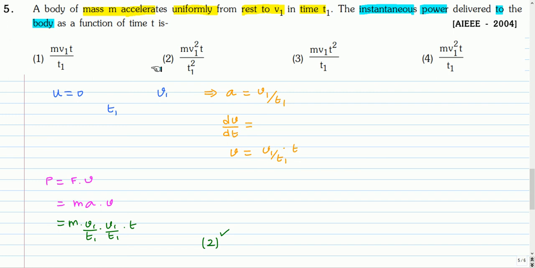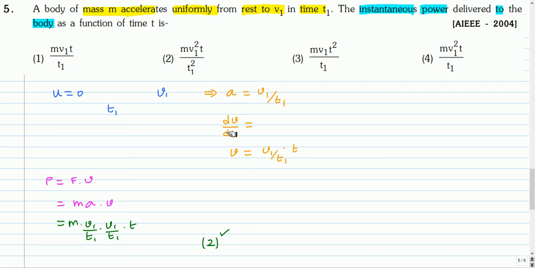This is the next question. A body of mass m accelerates uniformly from rest to v1 in time t1. The instantaneous power delivered to the body as a function of time t is. So the body of mass m, its initial velocity is 0 and it attains the velocity of v1 in time t1. So the acceleration is v1 by t1 and the acceleration is uniform.